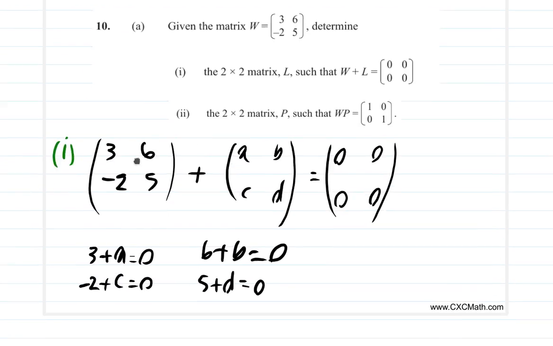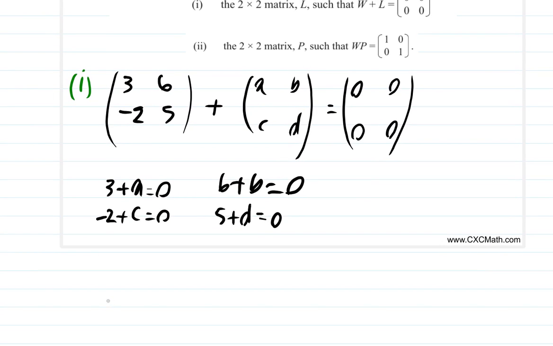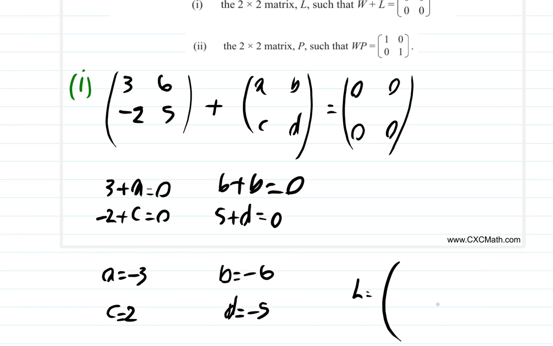Now, based on all of these, what would A be? 3 plus A is 0. A would have to be negative 3. 6 plus B is 0. B is negative 6. Negative 2 plus C is 0. C would have to be what? 2. 5 plus D is 0. D is equal to negative 5. So, L is the matrix A, which is negative 3, B, which is negative 6, C, 2, and D, negative 5. So that is the matrix L. You see that?